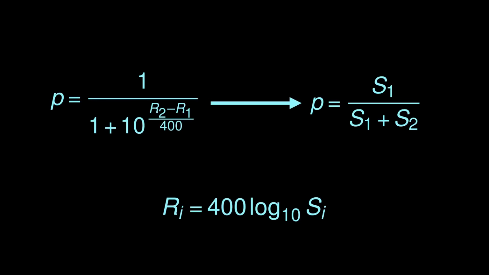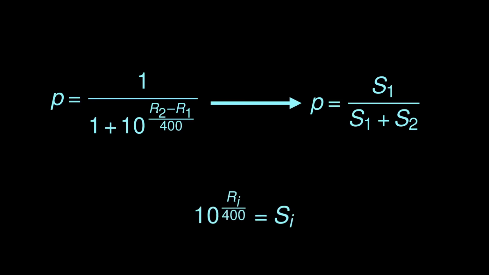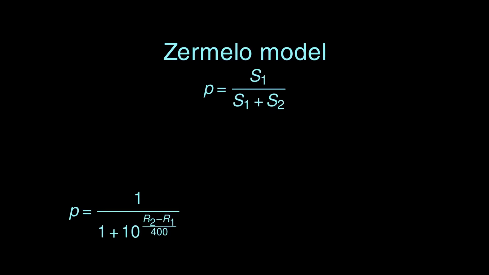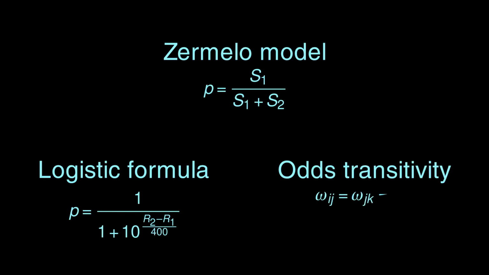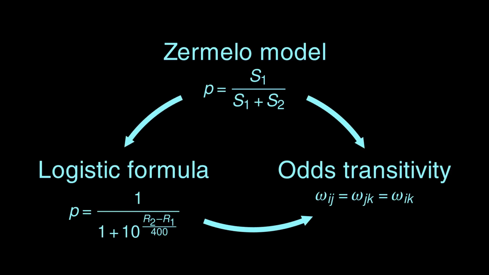If there exists a set of ratings that makes the logistic formula correct, then there also exists a set of strengths that make the Zermelo model correct. In summary, the Zermelo model, the logistic formula, and odds transitivity are all equivalent assumptions about a two-player game. So, in a Zermelo model, we know that the Elo system is at least capable of producing correct results, in that a set of ratings exists that will make the probability formula correct. What remains to be seen is whether and why the update algorithm of the Elo system produces those correct ratings.